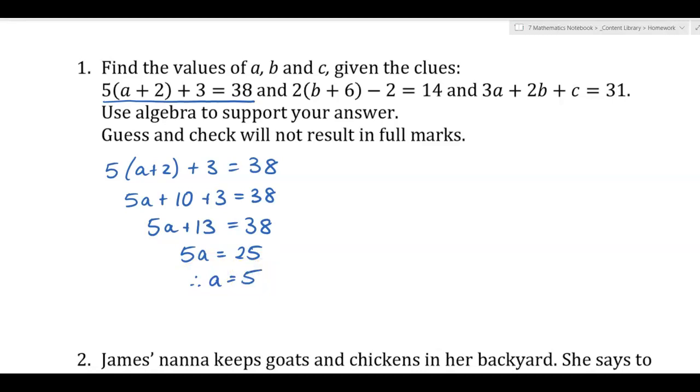Good. Let's look at equation 2. 2B plus 6 minus 12 equals 14. Okay, again, expand the brackets first.